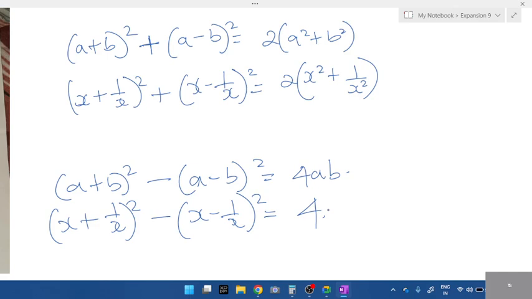When do we use this formula? Whenever the degree is 1 and 1, right? Whenever it is 1 and 1, we use this formula.